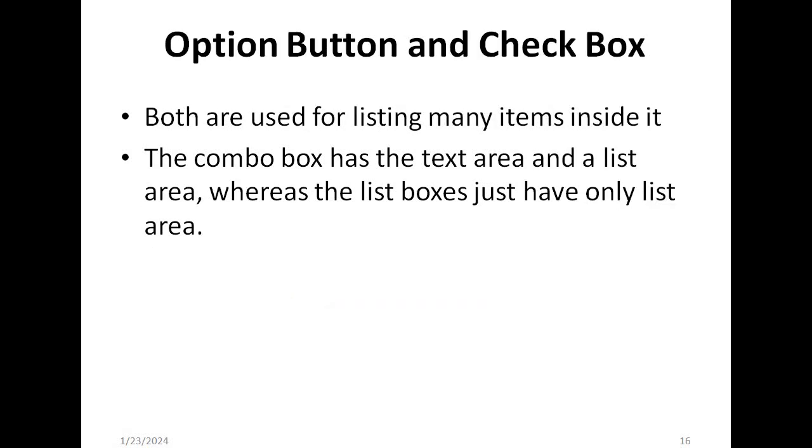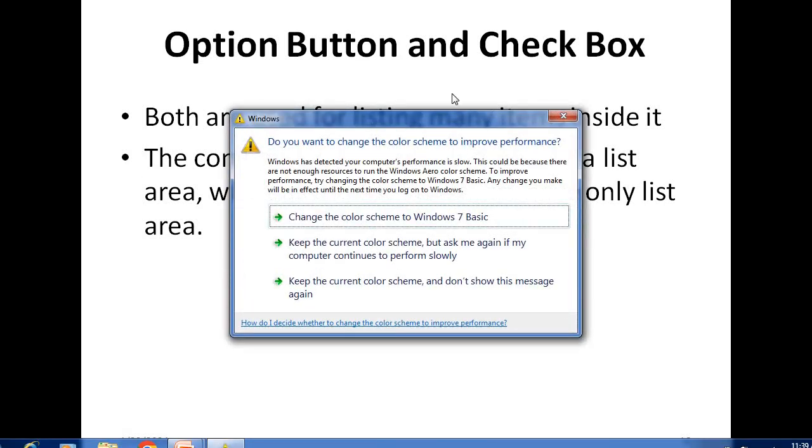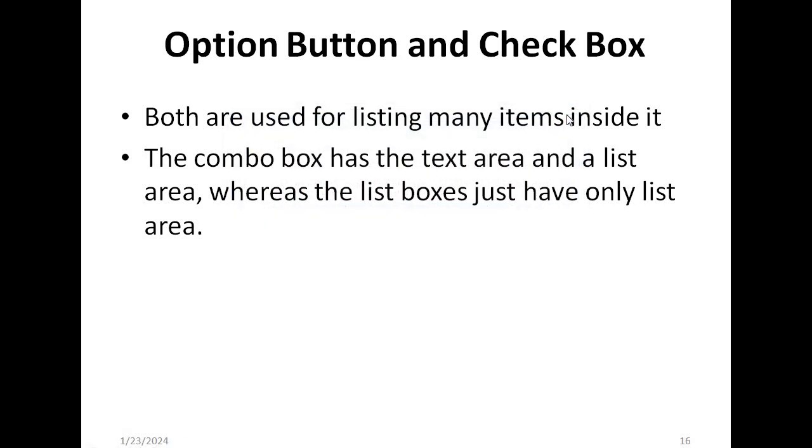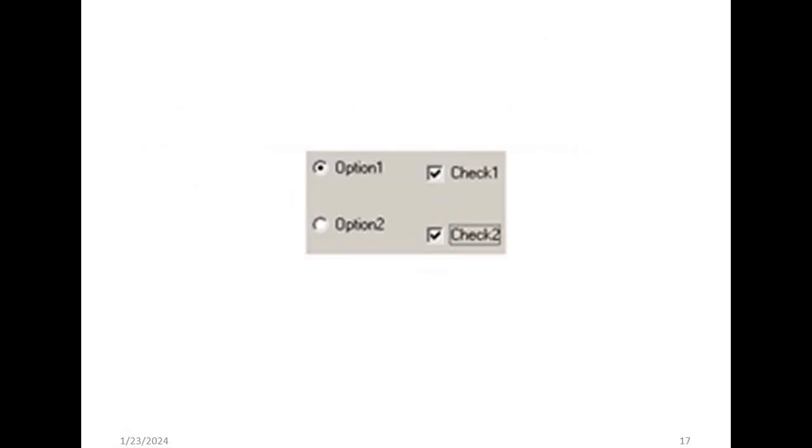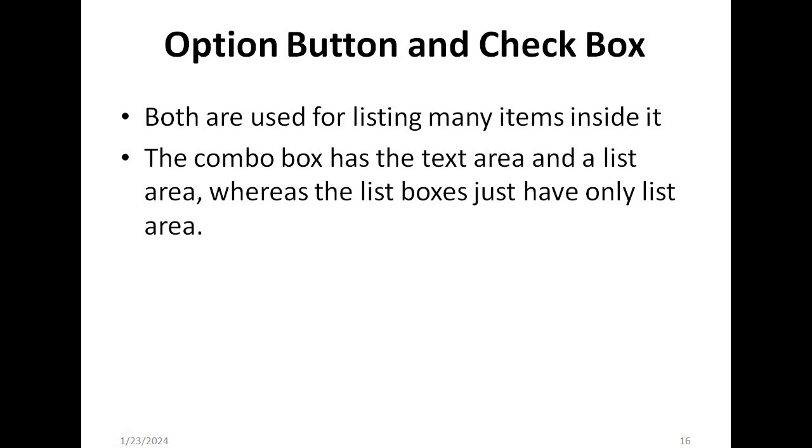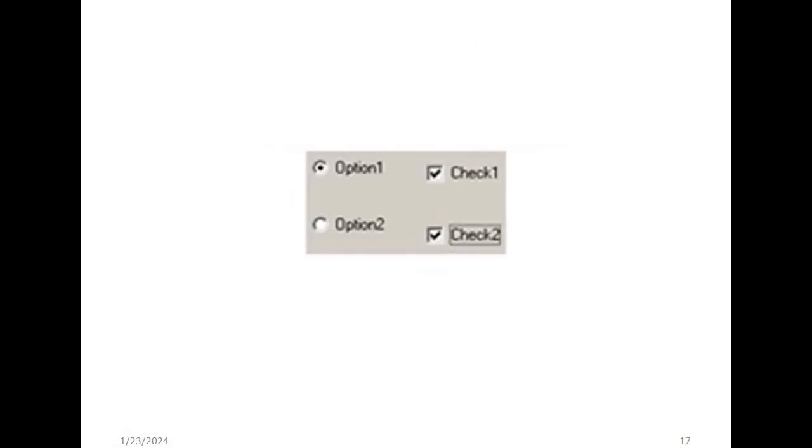So next is the option button and checkbox. Both are used for listing many items within it. Okay, if the user wants to give many choices, more than one choice, then he will be going for this one. The combo box will have the text area and list area, and list box will have only the list area, right?